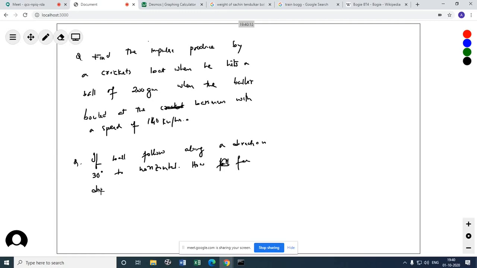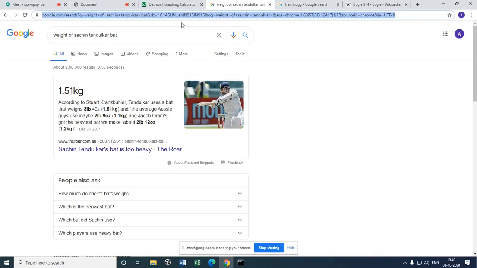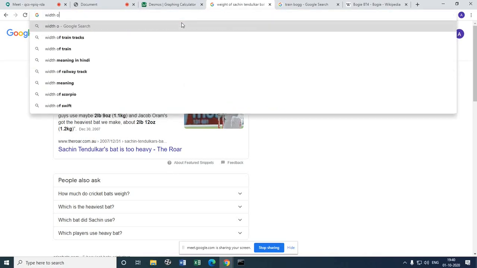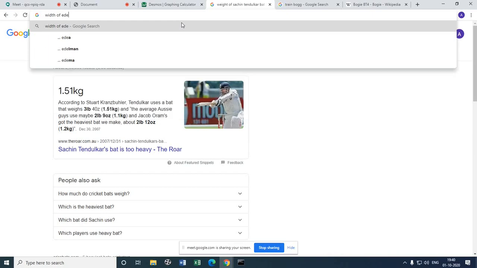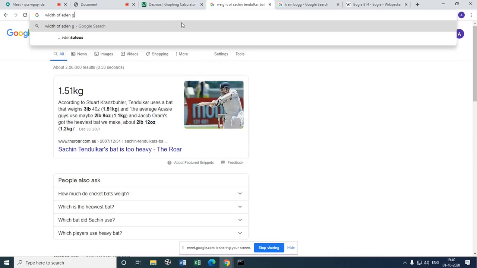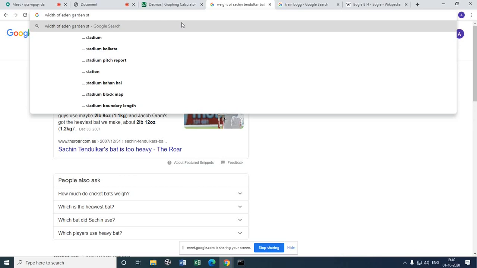how far does the ball go? If the stadium width is, how much do you think the stadium width is, including both the sides? I'll just take the rough width of Eden Garden Stadium.